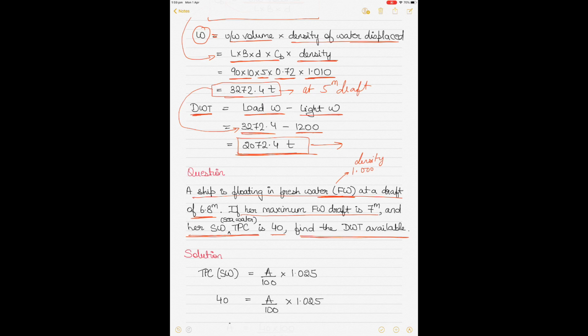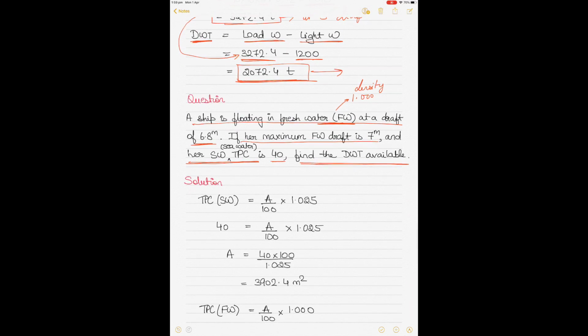Like I told you before, once you know the formula, just write down the formulas that involve these terms and see what you have and what you don't have, and then start putting in the values of the things that you have and you'll figure out how to calculate it. In this case, I can see that the seawater TPC is 40. So the first formula I will take is seawater TPC. I know the formula: A by 100 multiplied by density.